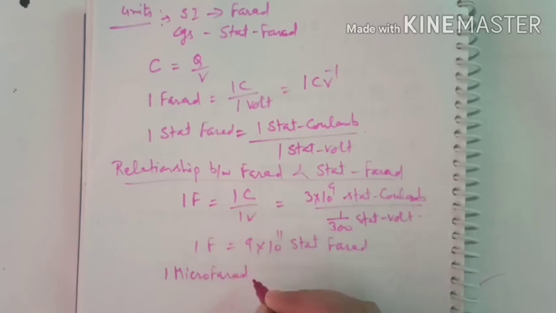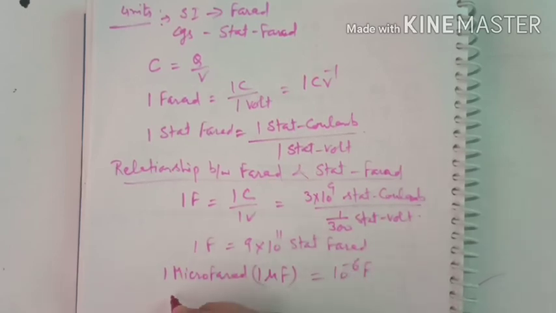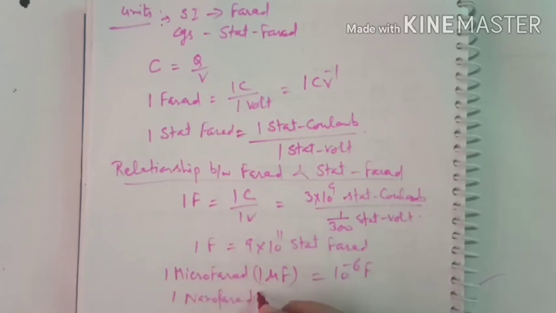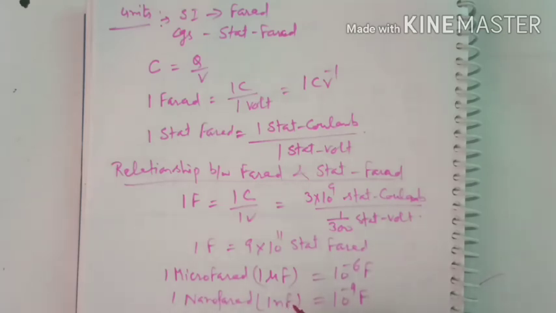We can also write 1 microfarad, which is equal to 10 raised to power minus 6 farad. This is for 1 micro. 1 nanofarad is equal to 10 raised to power minus 9 farad. So this is the relationship between farad and stat farad. These are the small units which are commonly used for capacitance.